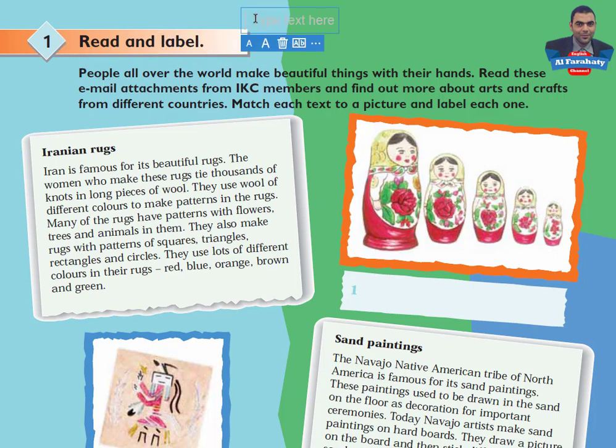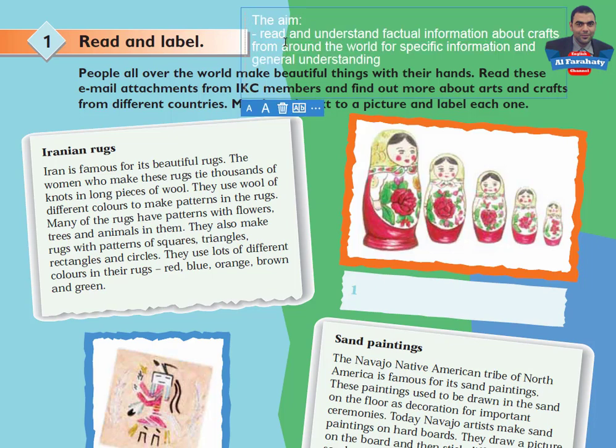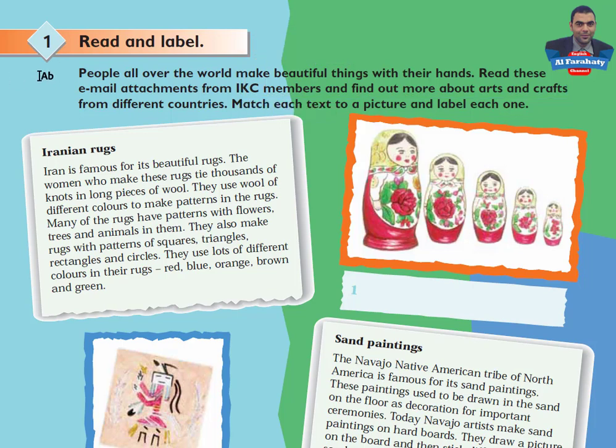Let's check. The aim: students will be able to read and understand factual information about crafts from around the world for specific information and general understanding. Who can read the rubric?